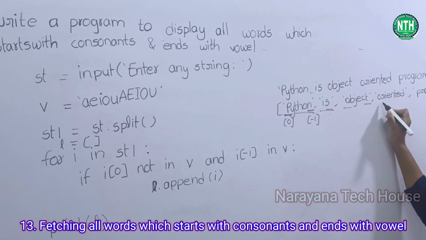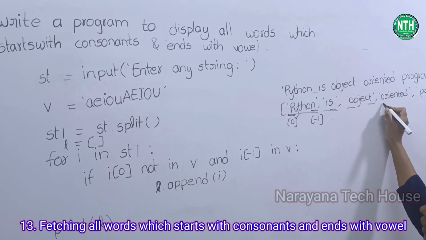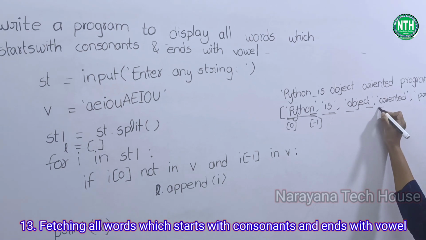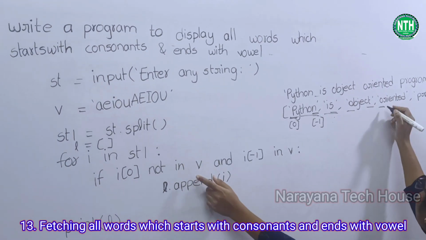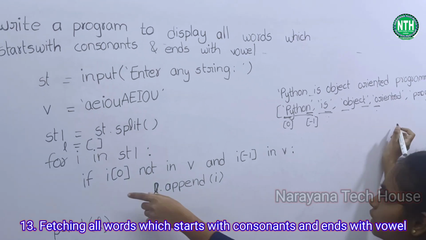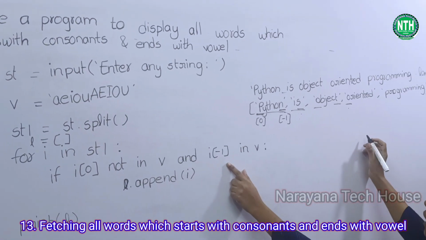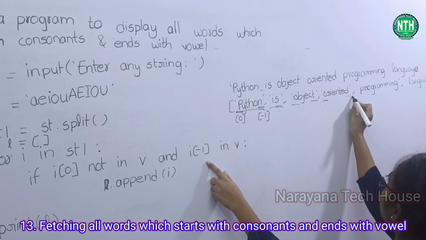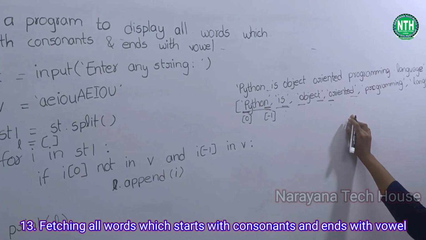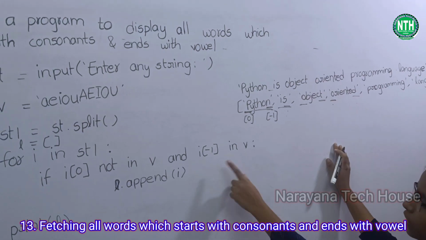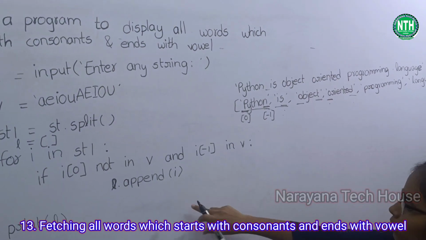So the next word is "oriented". i of 0 value is O. We want i of 0 not in vowel, but this is a vowel, so this condition is false. Next, i of -1 in vowels: i of -1 value is D. It is not in vowel, so this condition is also false. It is not added into this list.